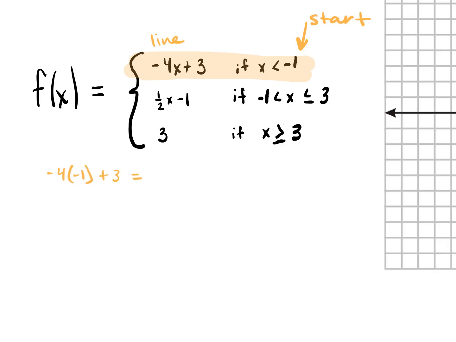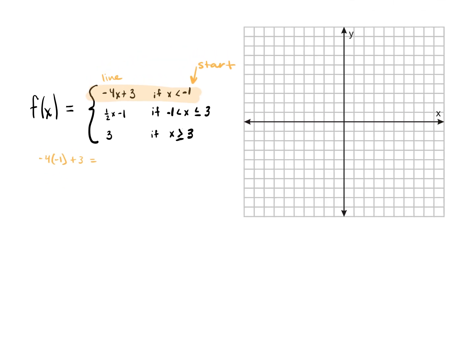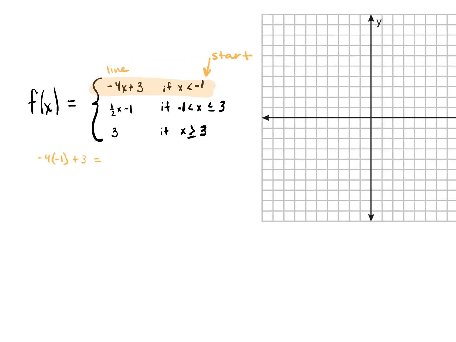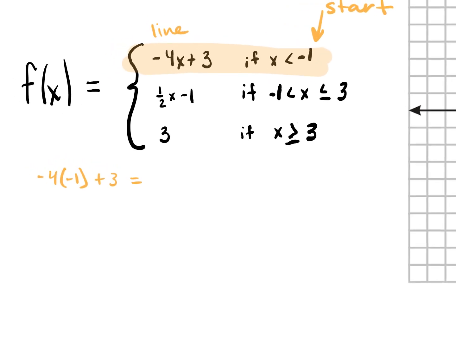What's -4 times -1? And 4 plus 3? 7. So we plugged in -1 and got 7. Now at the starting points, since this was a number that it told us, is this going to be an open or closed circle? It's going to be an open circle since it's just a less than.